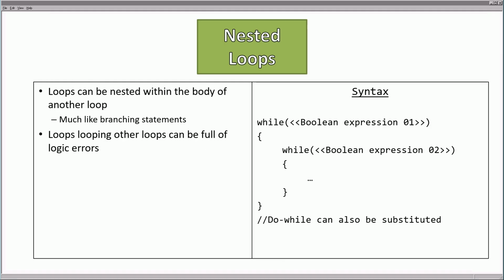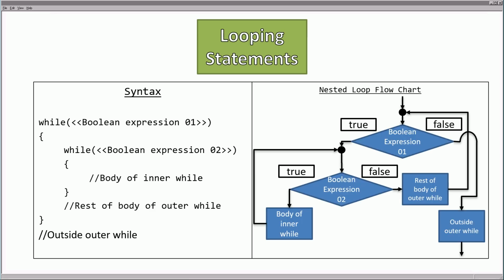In addition, we can nest loops inside of other loops. This is very similar to branching statements. However, whenever we are putting loops inside of other loops, these can be full of all types of logic errors. If you're encountering these types of logic errors, then draw out the logic using a flowchart. When we have nested loops, we can see them looking something like this. Over to the side there, we have a syntax. And now over here is how it can be represented. So entering this program, we check this first Boolean expression. If this is true, then we enter the body of this first while loop.